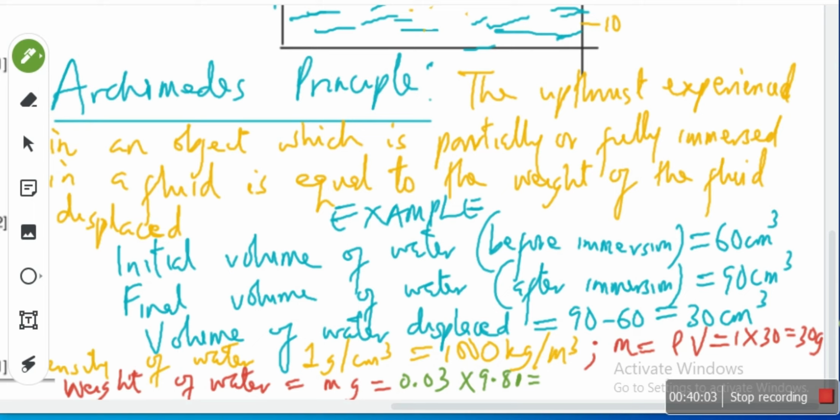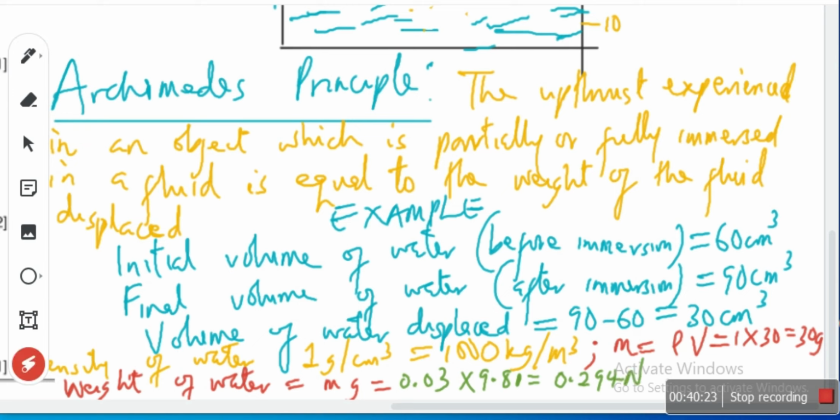That would be around 28, 29. Oh no, maybe 27. 0.03 times 9.81 gives 0.294 kg. Again, 0.294 kg. That is 0.294 Newton now.